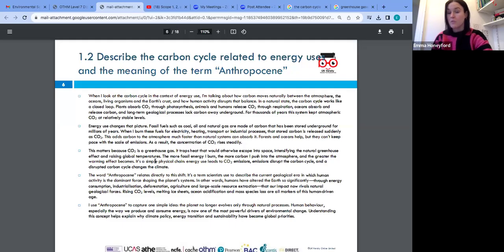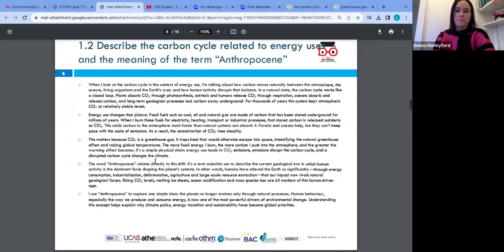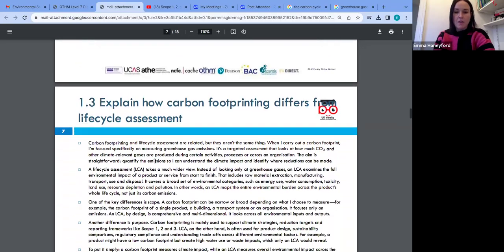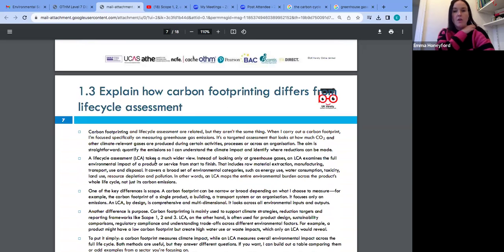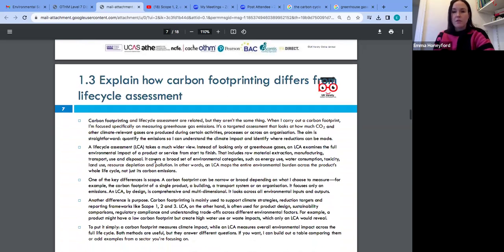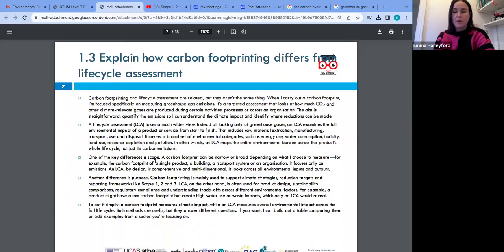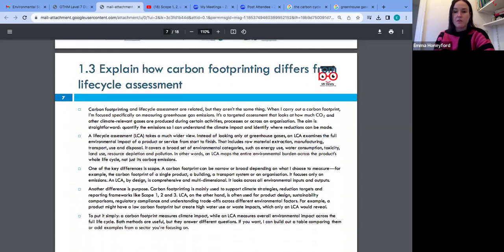So I think once we understand the impact of energy usage and how it contributes to greenhouse gases and climate change, we can start to look at alternative energy use. So understanding this concept helps explain why climate policy, energy transition and sustainability have become global priorities and need to be a priority for organisations as well. Organisations potentially have a massive influence in driving this change.